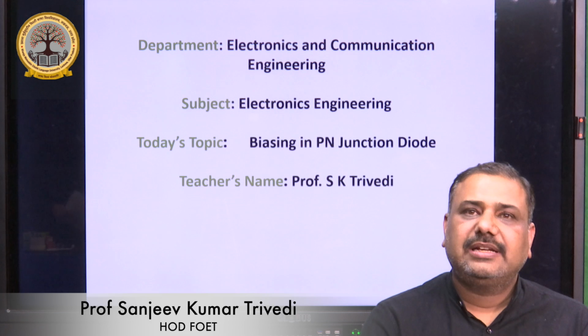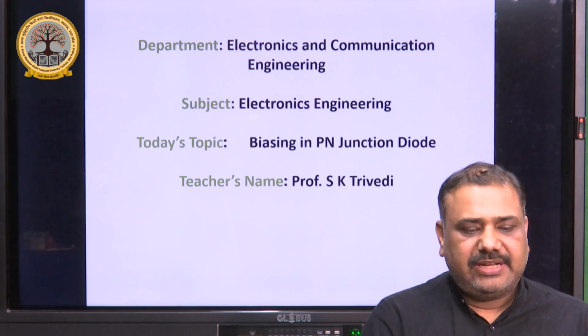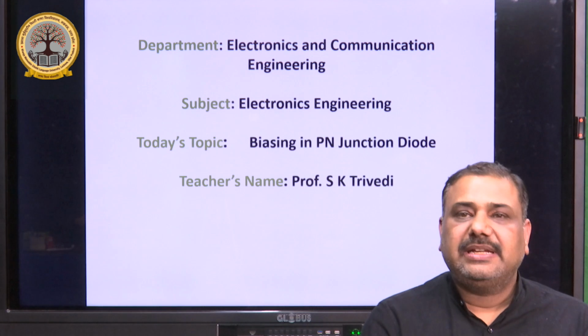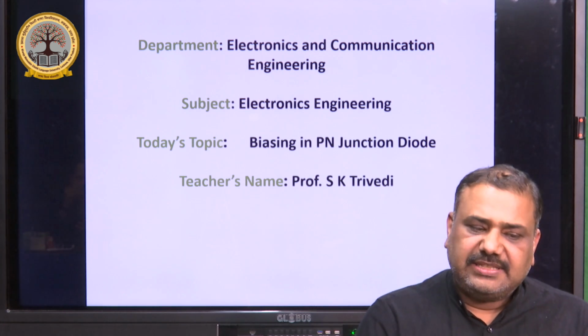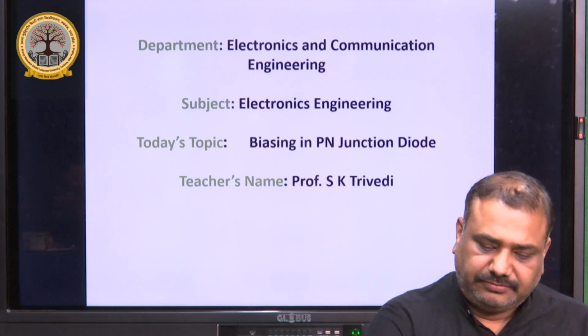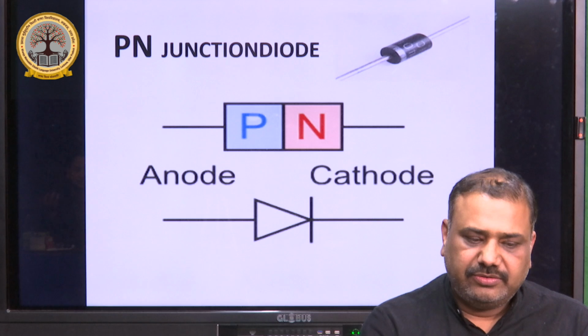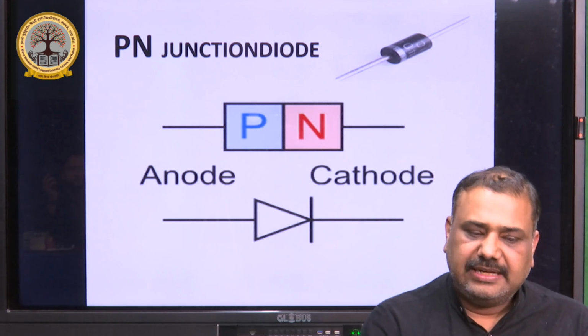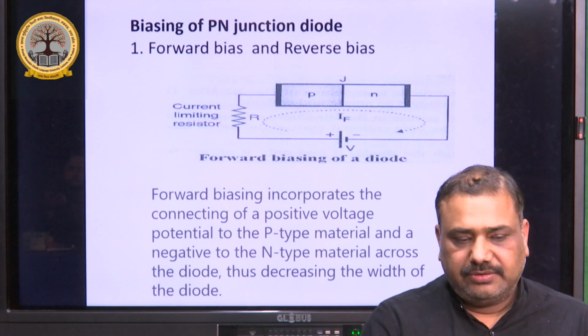Chishti Language University, Lucknow. Dear students, today we are going to discuss biasing in PN junction diode. What is biasing in a semiconductor diode? With the help of the diagram, you can see a PN junction diode, P and N. P is the anode and N is the cathode. Biasing of PN junction diode.